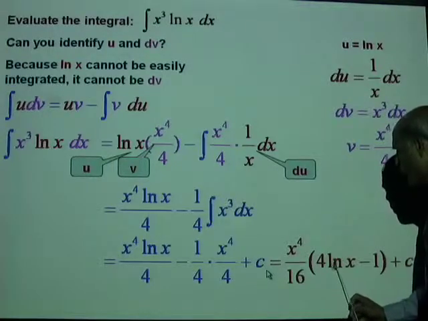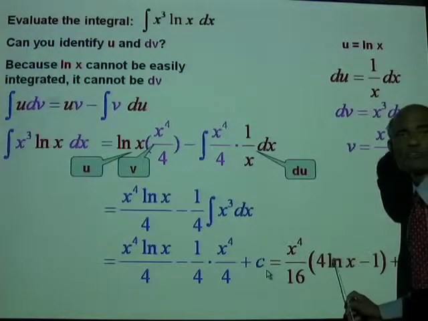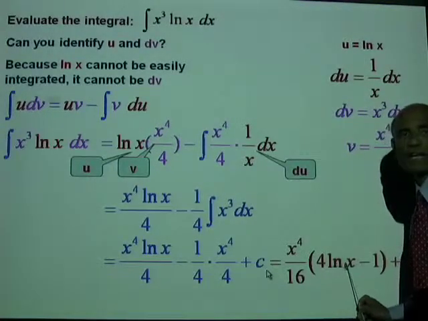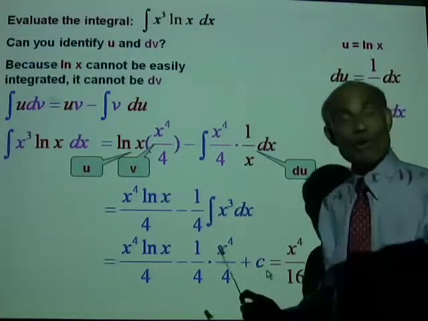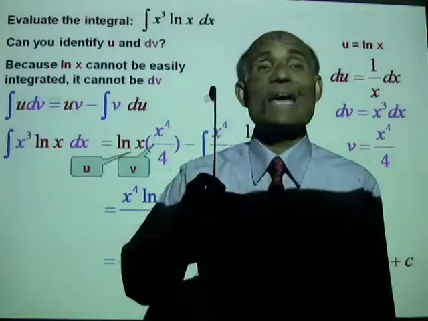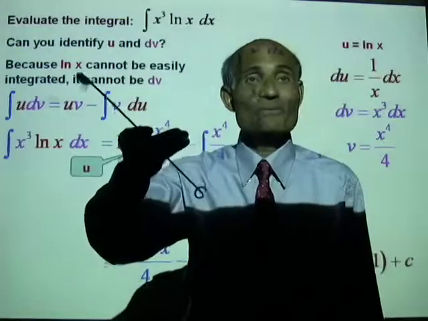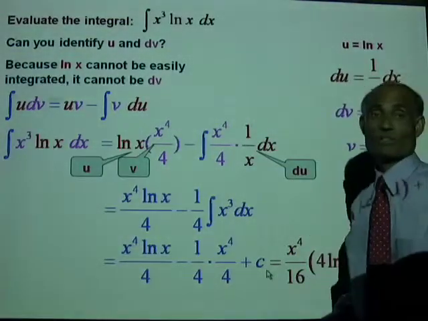Can you write 4 ln x in a different form? What is 4 ln x? 4 ln x is the same as ln x to the power of 4. If you want, you can also write it like that.